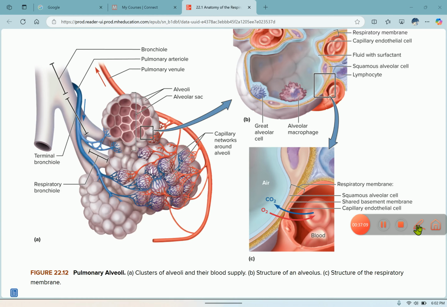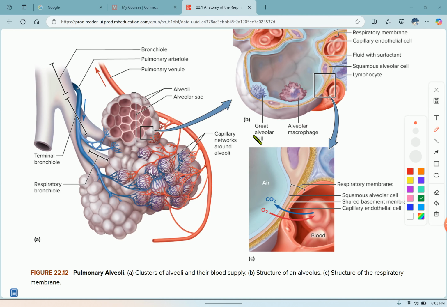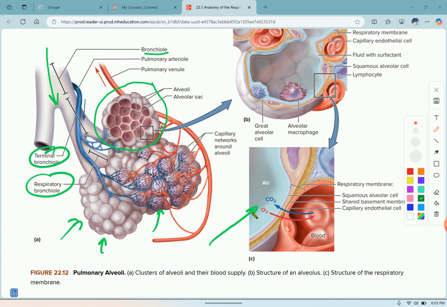Okay, when you're looking at the alveoli, here is the terminal end, which means we're at the end of the tubes. All right, so you have the bronchiole and eventually the terminal bronchiole and the respiratory bronchiole, and then the cluster of grapes, all the alveoli. Now, what surrounds each alveolus is a bunch of capillaries. These are the pulmonary capillaries, and their job is gas exchange.